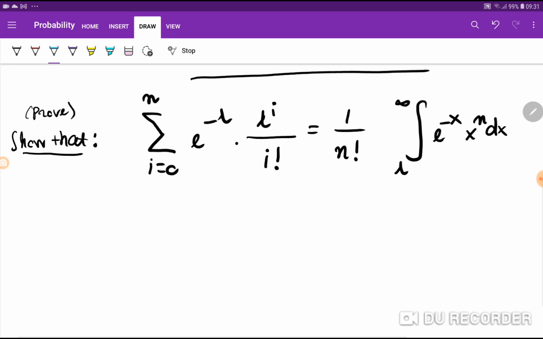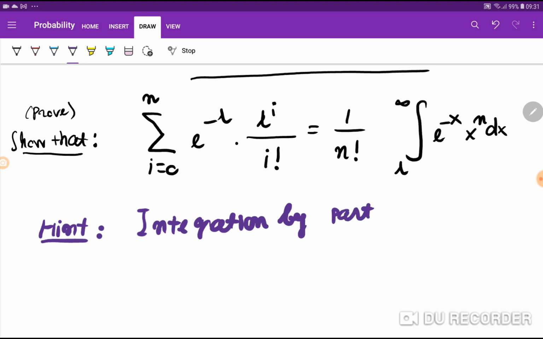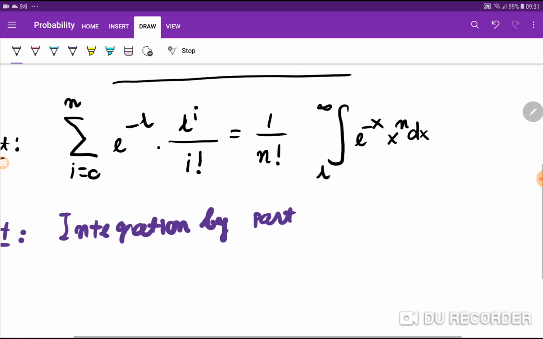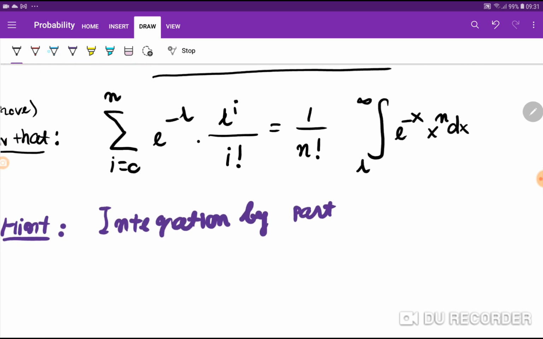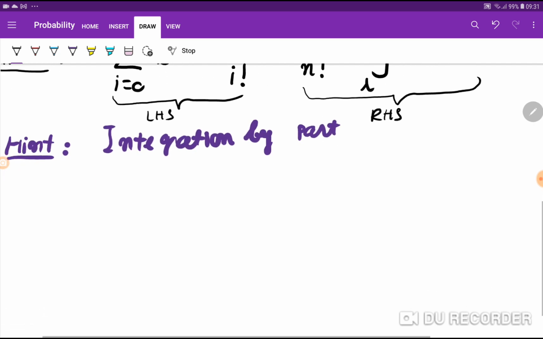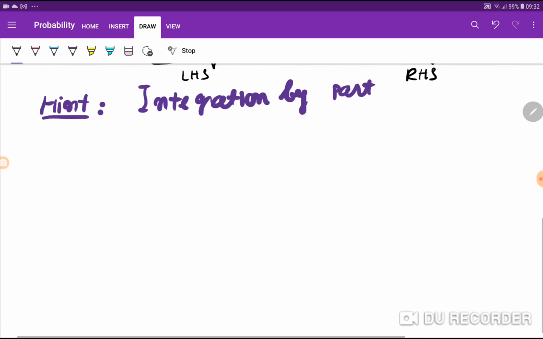The textbook gives us a hint, which is integration by parts. So let's follow the textbook hint. Why not, right? I'm gonna call this the right hand side, and this the left hand side, or RHS and LHS.